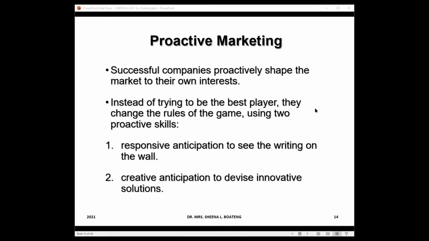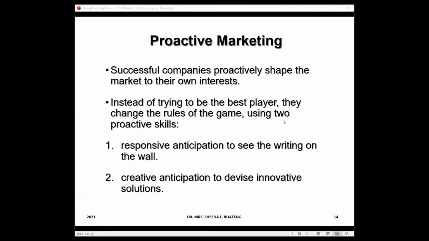So proactive marketing essentially involves the market leader being responsive to see the writing on the wall when it comes to what customers want and providing it, and also being creative in terms of providing innovative solutions to customer needs as they evolve over the years.